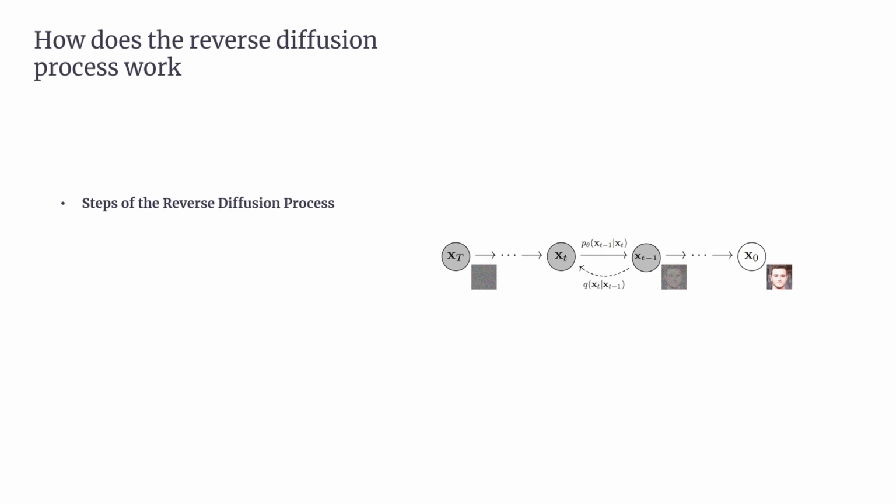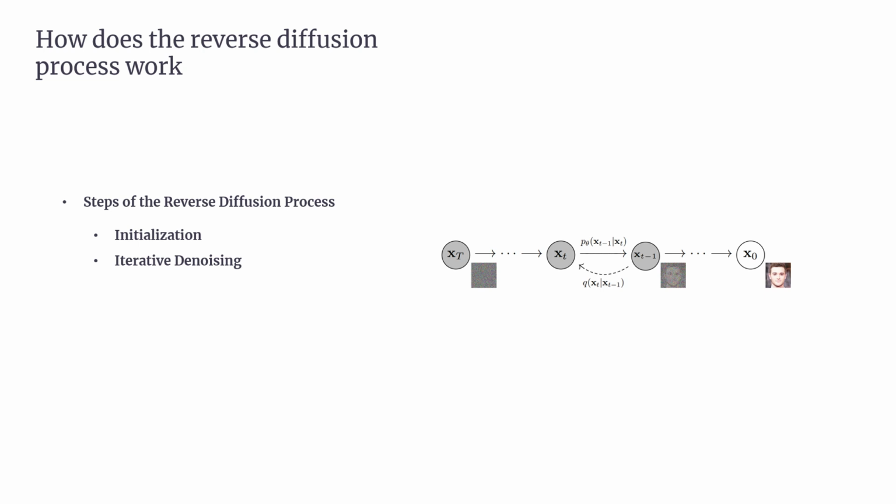First, steps of the reverse diffusion process. 1. Initialization. We start with a pure noise sample, x_T, where T is the total number of diffusion steps. This noise is usually drawn from a standard Gaussian distribution. 2. Iterative denoising. The reverse process runs step by step, going from t equals T down to t equals 1. At each step, the model predicts the noise added in the forward process and removes it from the current sample.